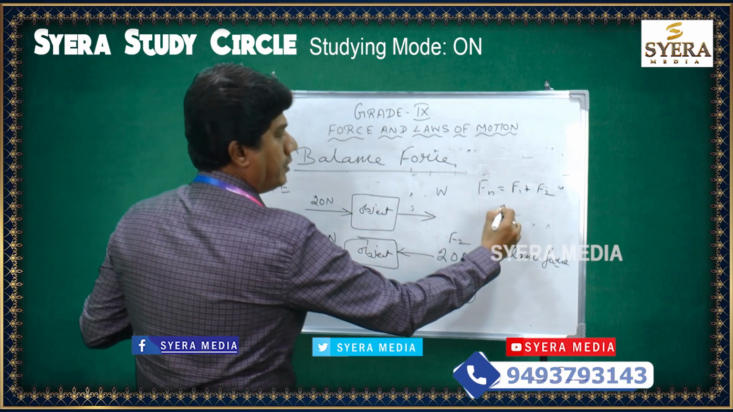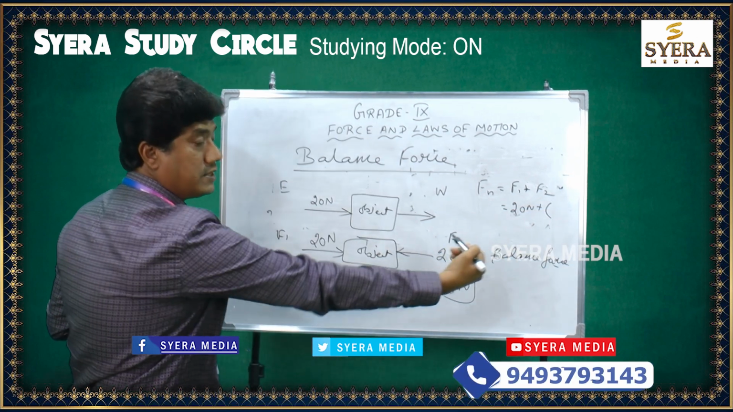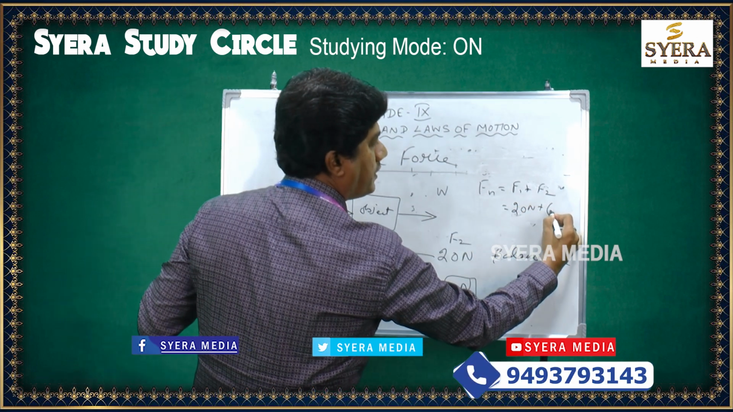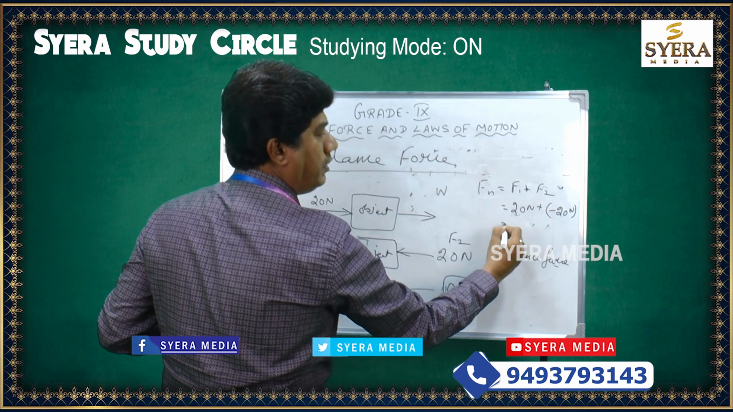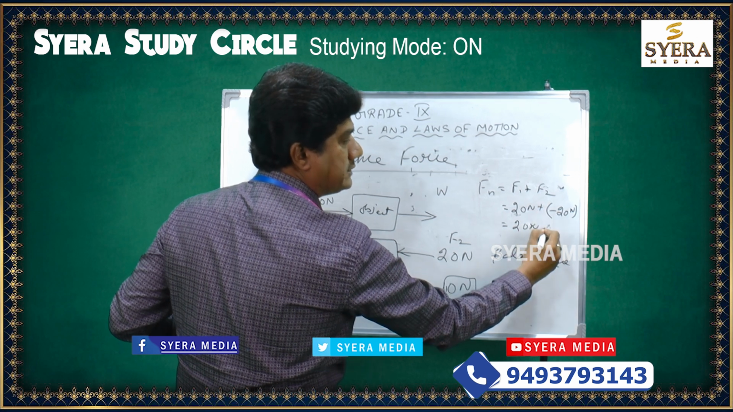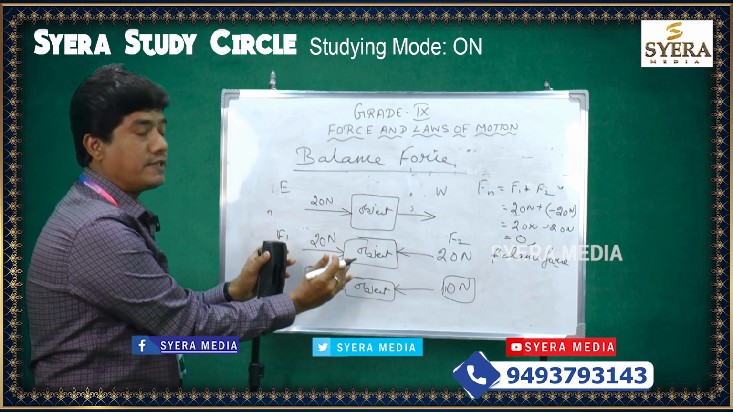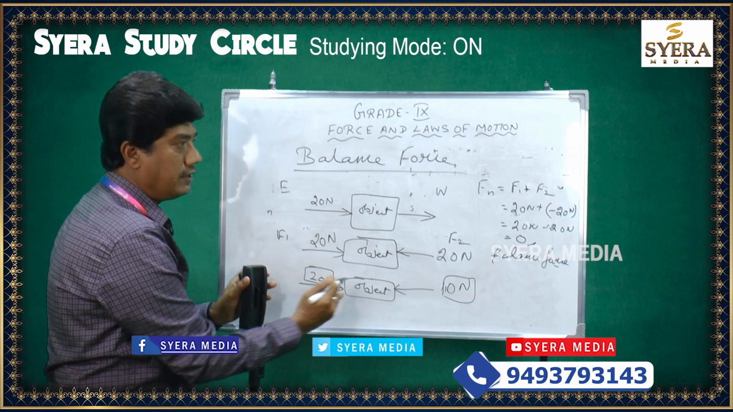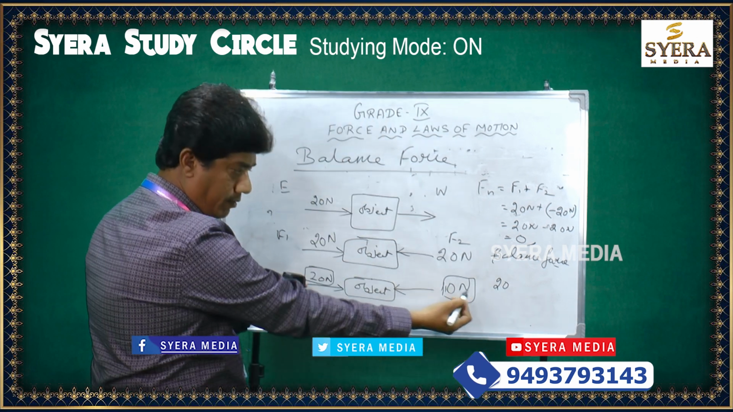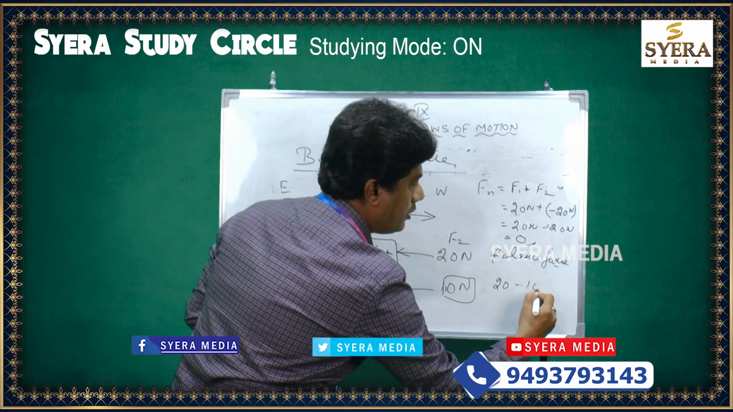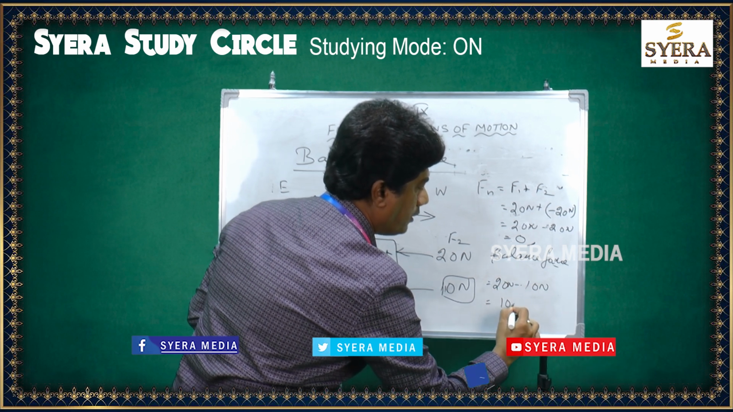So F1 I can say like 20 Newton plus F2, this is the opposite direction. So here I am mentioning minus 20 Newton, and the 20 Newton plus into minus 20 Newton, so totally 0. So the object is in balanced force. And here same formula I am applying, 20 Newton, and here the opposite side it is 10 Newton, and we can get the net force 10 Newton.